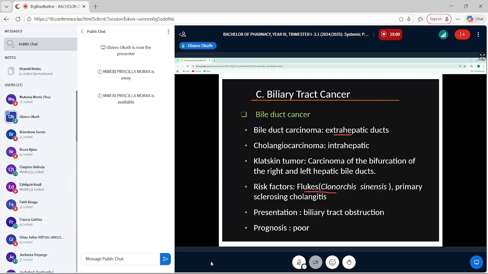Then you can even have primary sclerosing cholangitis. Prognosis tends to be terrible. Again, they're normally discovered very late. Even their resection is not easy.